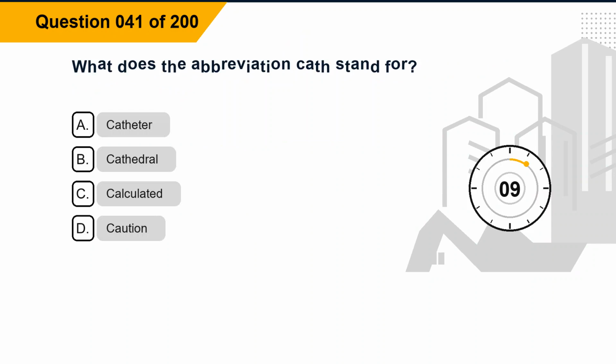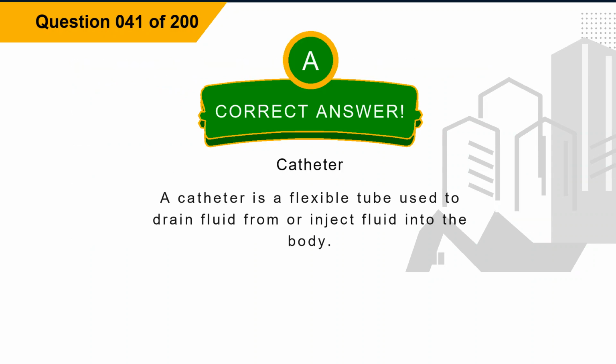Question 41. What does the abbreviation CATH stand for? Option A, catheter. Option B, cathedral. Option C, calculated. Option D, caution. The correct answer is option A, catheter. Explanation: a catheter is a flexible tube used to drain fluid from or inject fluid into the body.